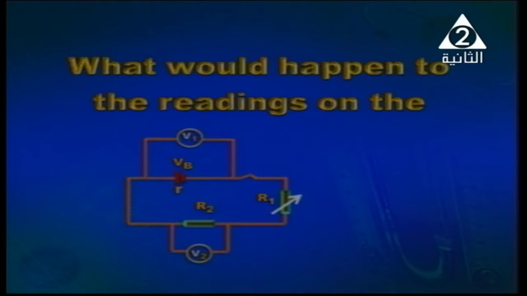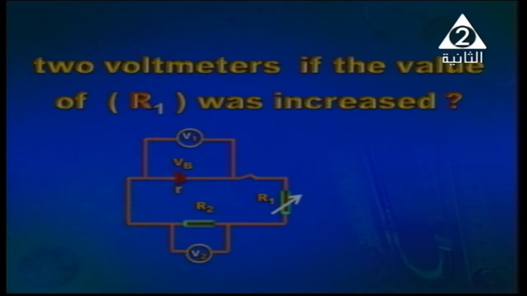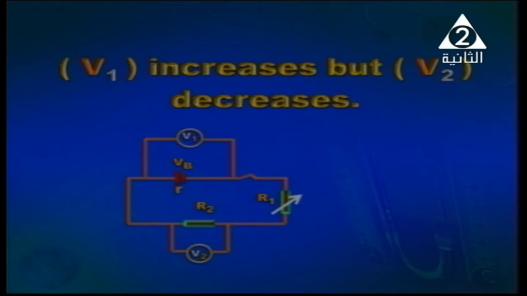We've got a question here. What would happen to the readings on the 2 voltmeters if the value of R1 was increased? We'll increase the value of R1, and we want you to say what will happen to the readings of voltmeter V1 and that of V2. As a matter of fact, an increase in R1 will increase V1 but will decrease V2. So V1 increases but V2 decreases.